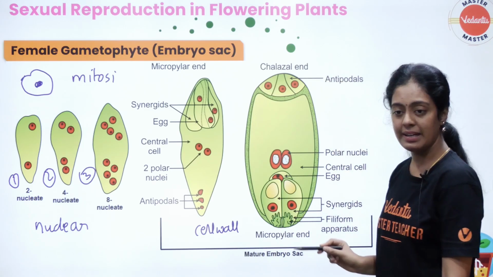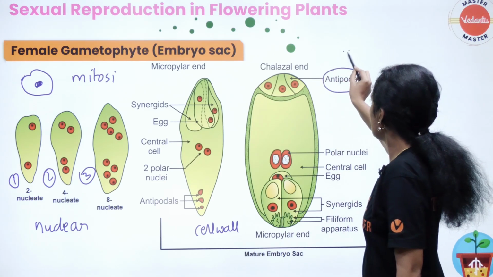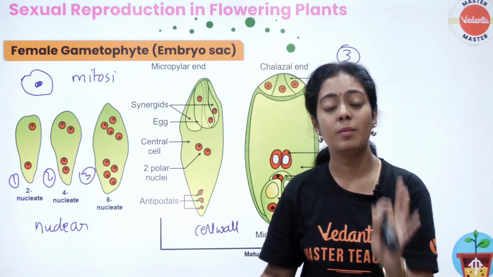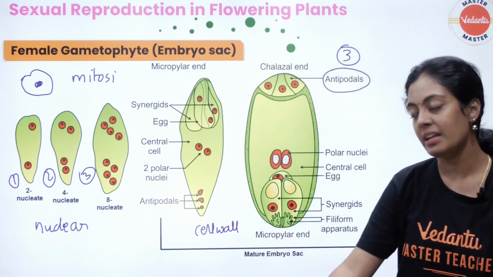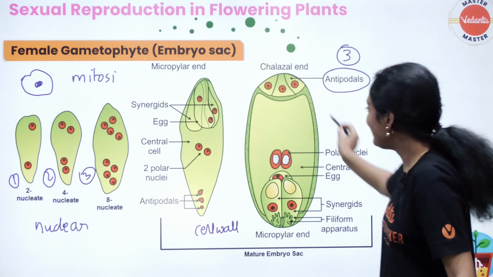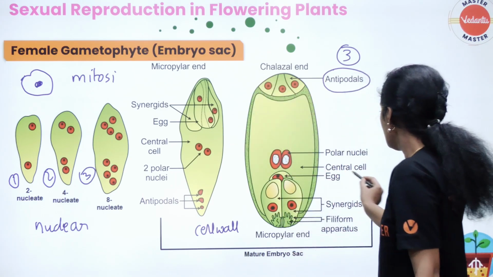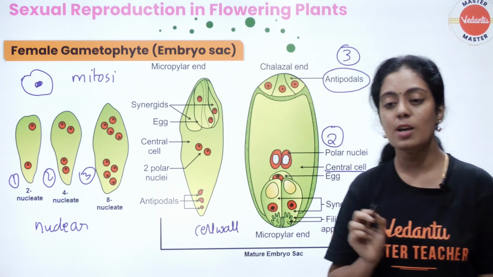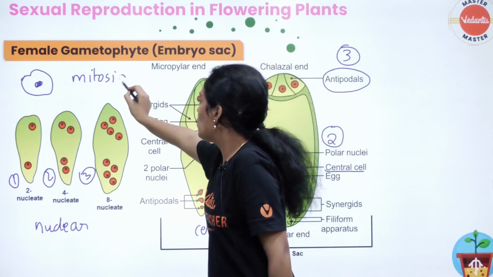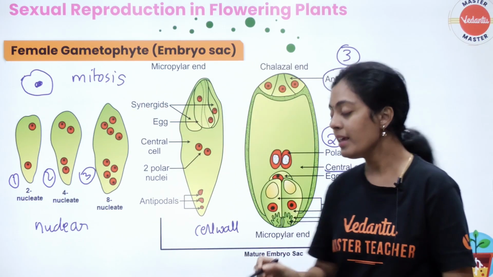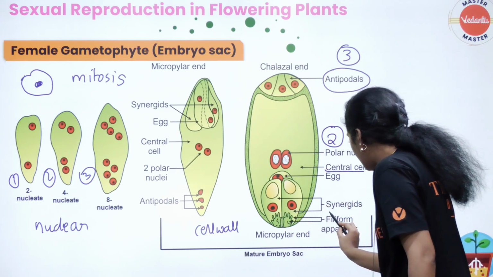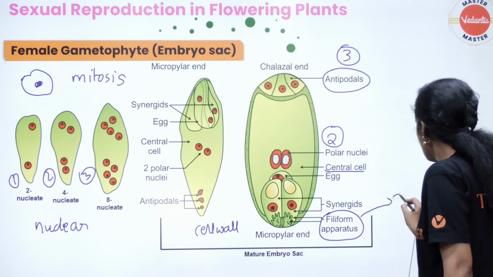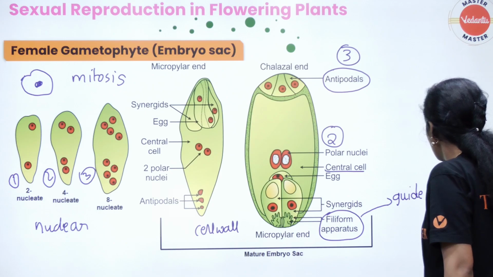உங்கள் chalazal end-ல் 3 antipodals இருக்குது. எத்தனை இருக்குது பசங்களா? 3. And this diagram is very very important. Draw a neat labelled diagram of embryo sac, label its parts and explain. Okay, and then you have a central cell. அதுதான் biggest cell. இந்த central cell-ல 2 polar nuclei இருக்கு. It has how many polar nuclei? It has 2 polar nuclei பசங்களா. அதுக்கப்புறம் coming to the micropylar end, I have a structure called filiform apparatus. இந்த filiform apparatus என்ன பண்ணுதுன்னா, it is going to guide the pollen.